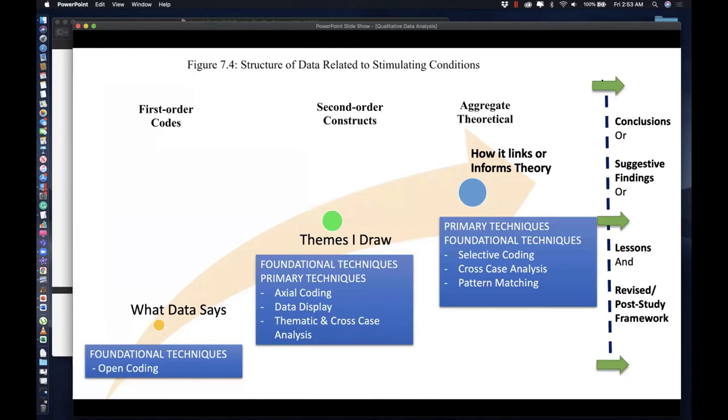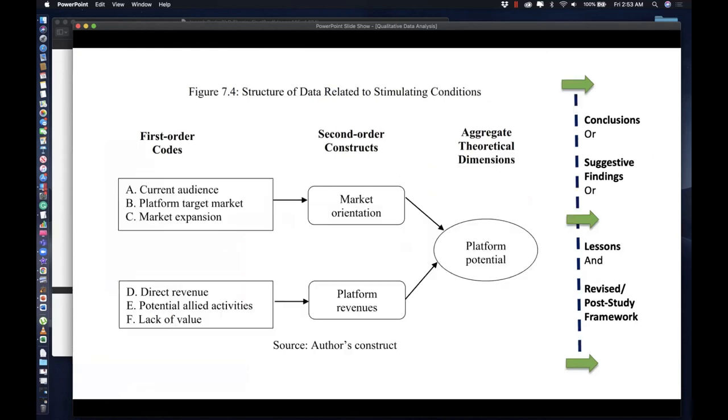I mentioned that to be able to do this, you have to know the relationships that start from the first order, go to the second order, and go to the aggregate dimension, the third order. They tend to be related together. So as you build this, you build that, you build that. Now, if you do it very well, you can come up with certain conclusions or revise your study framework.